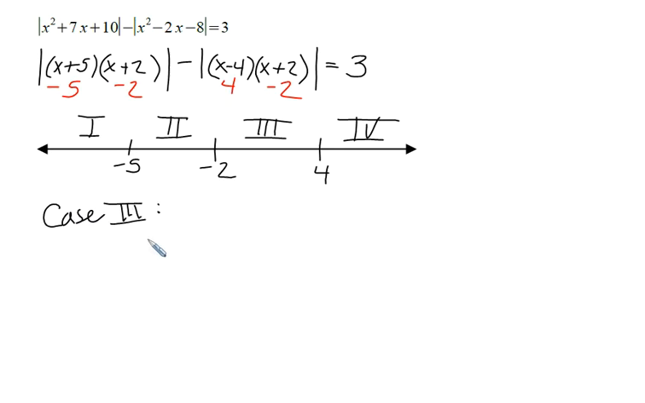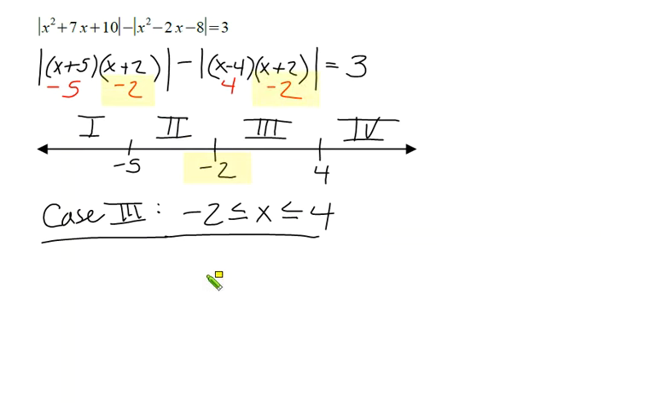And by the way, if we did want solutions with i's, that would be clear. It would say find all complex numbers. So for case 3, we're going to go from negative 2 less than or equal to x less than or equal to 4. What's the difference between case 2 and case 3? Both of those absolute values contain the key number of negative 2. So both of those absolute values will change.